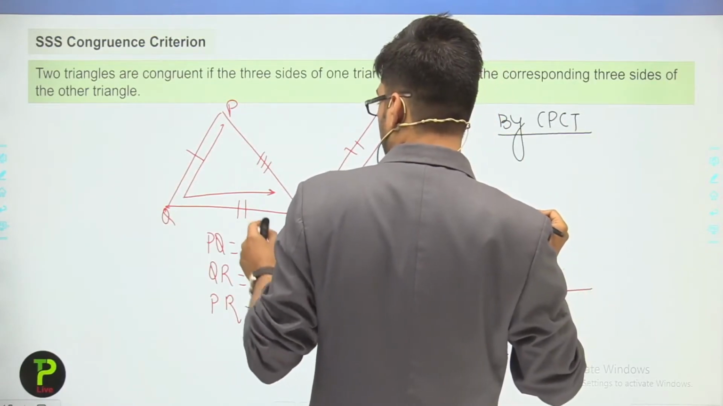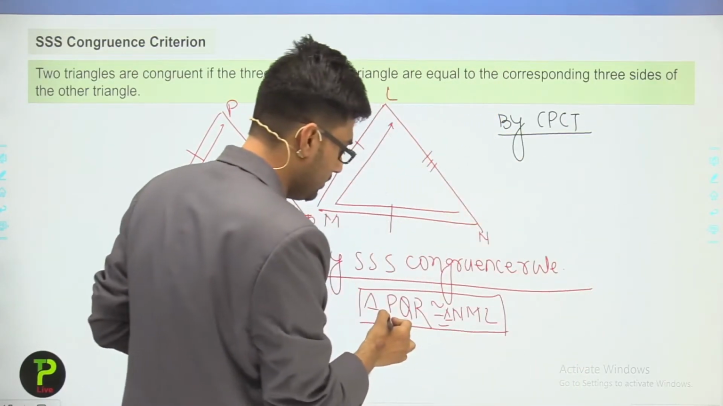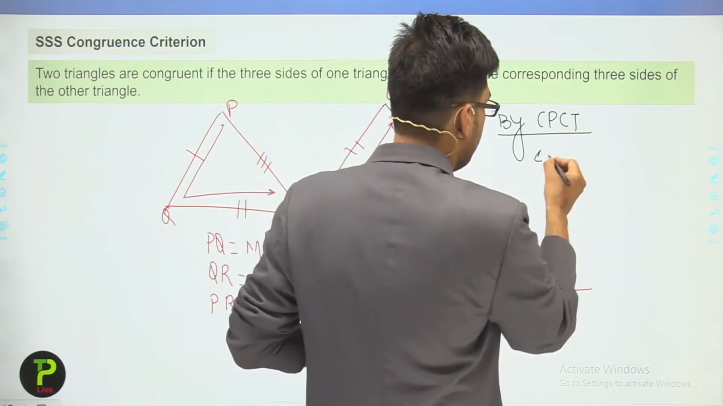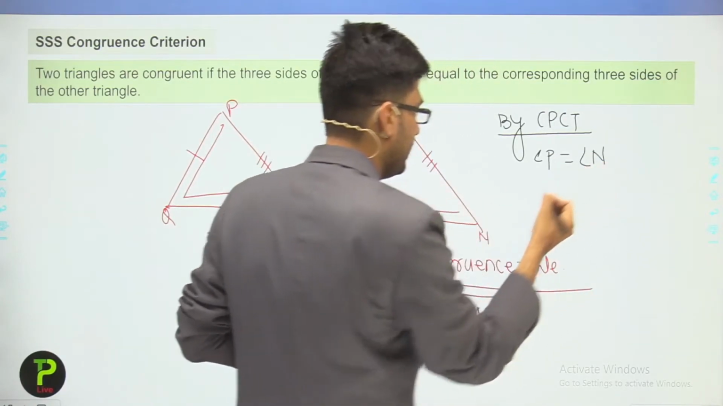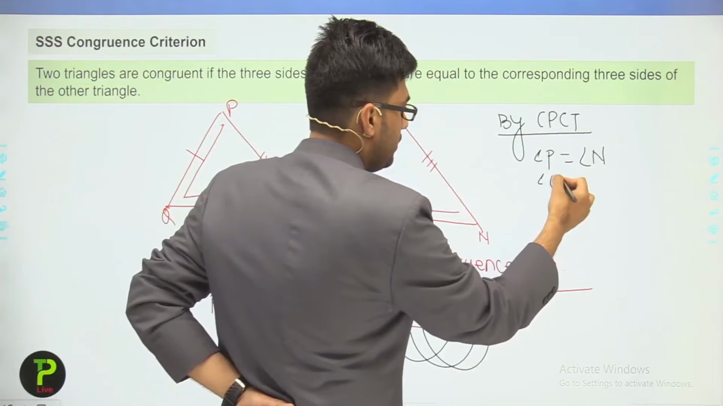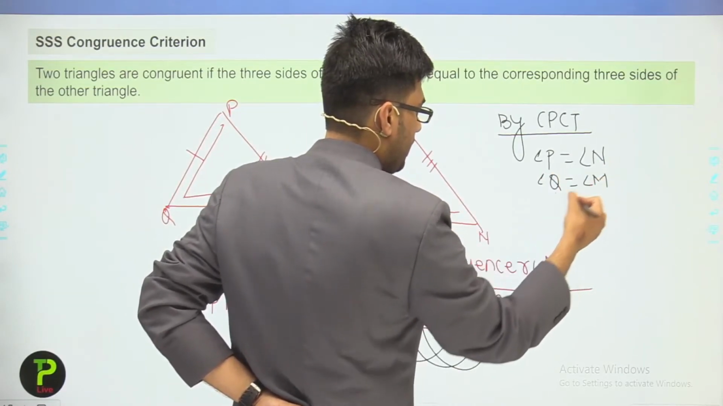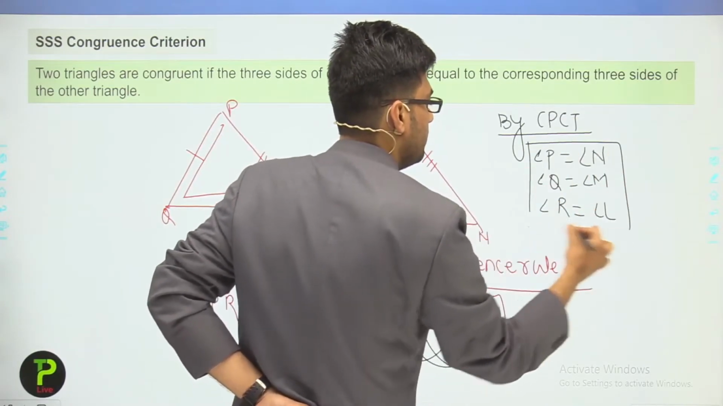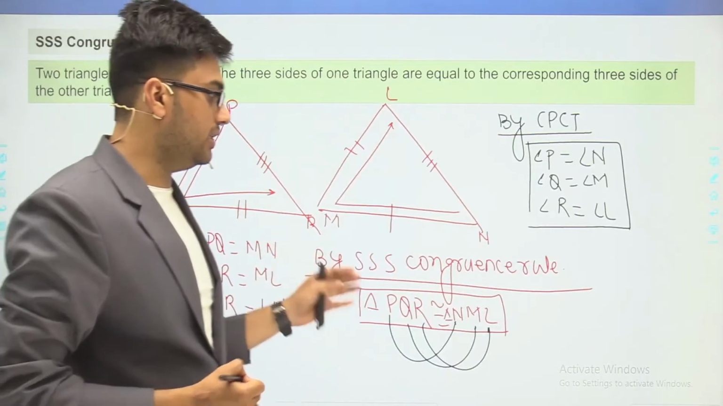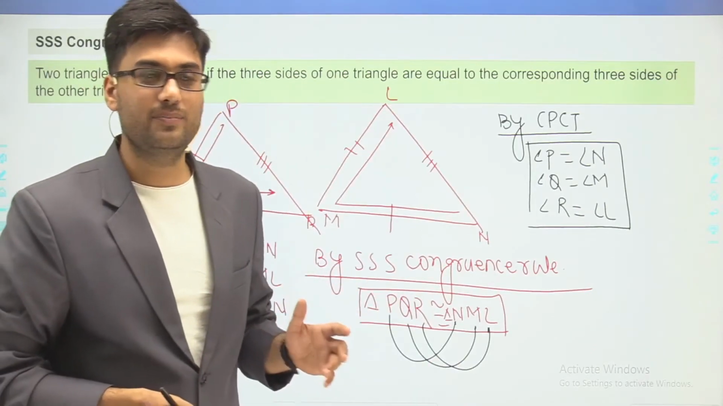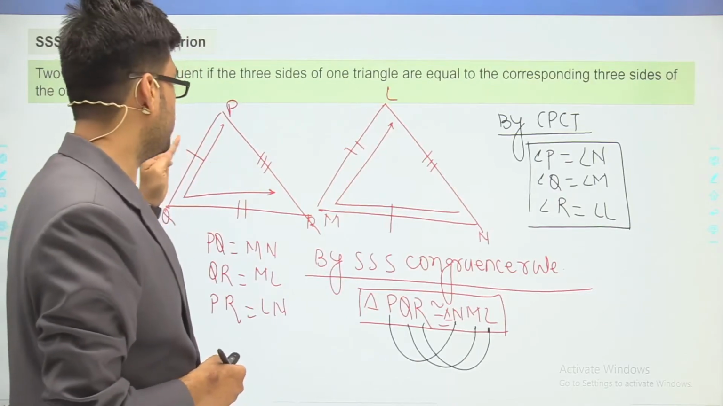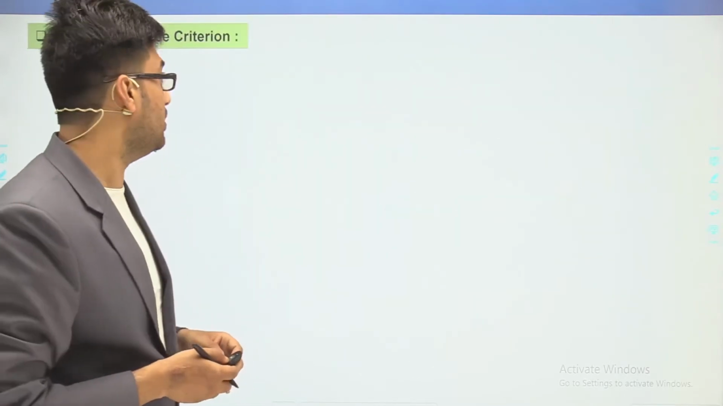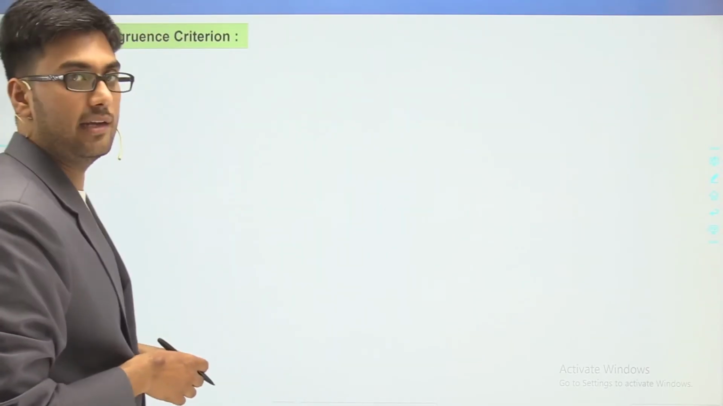What can we write here? Angle, we have to compare the corresponding parts. So we can say that angle P is equal to angle N, angle Q is equal to angle M, and angle R is equal to angle L. So these are the corresponding parts, and these are equal because these two triangles are congruent. Clear? So students, these are the four criteria of congruency. Now let's move to the next and the last criteria of congruency, that is the RHS congruency criteria.